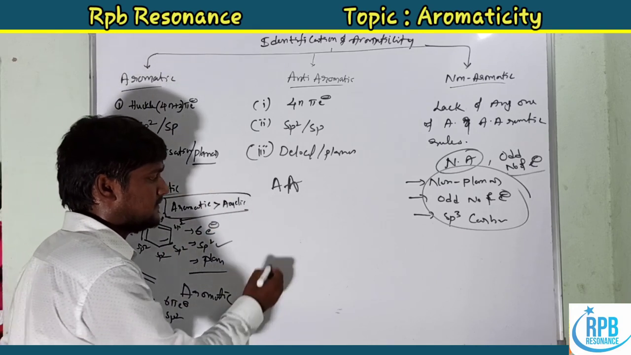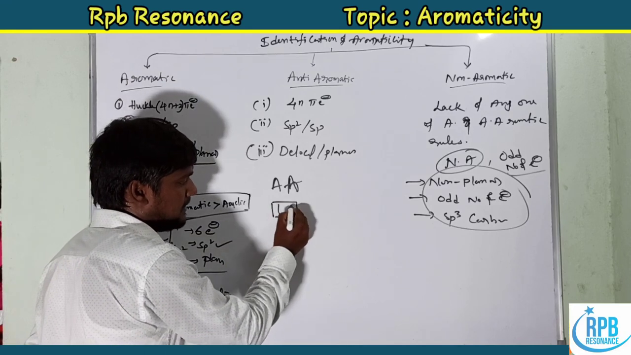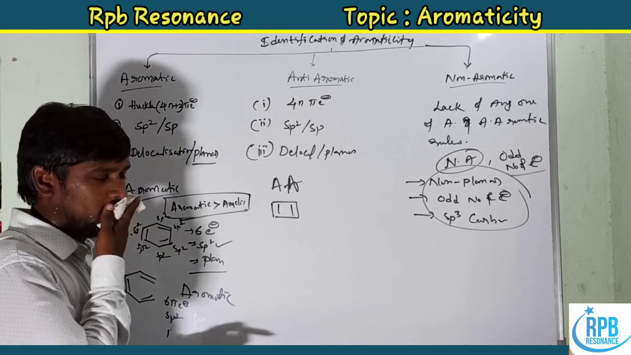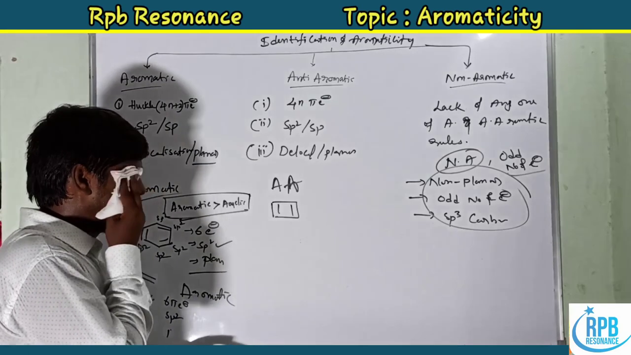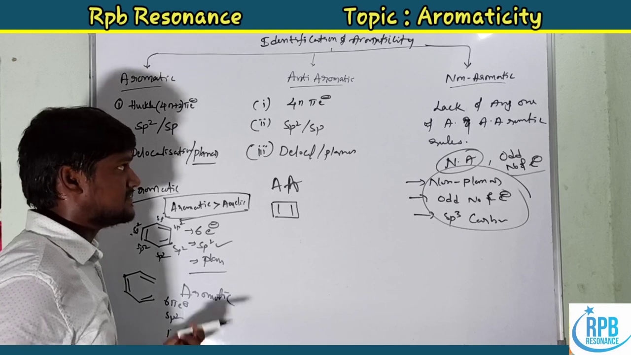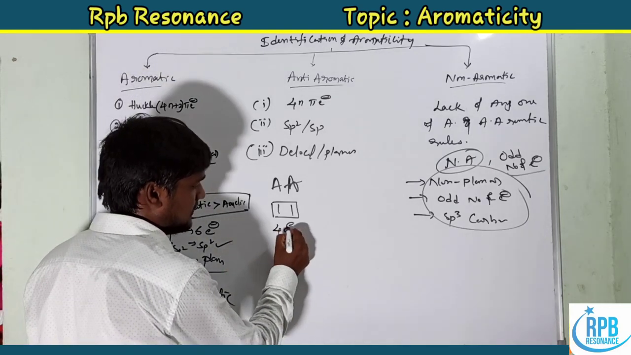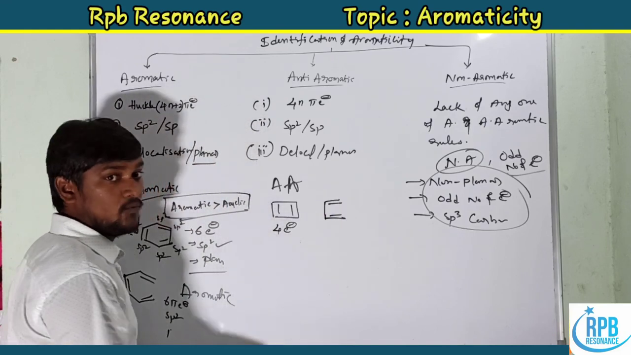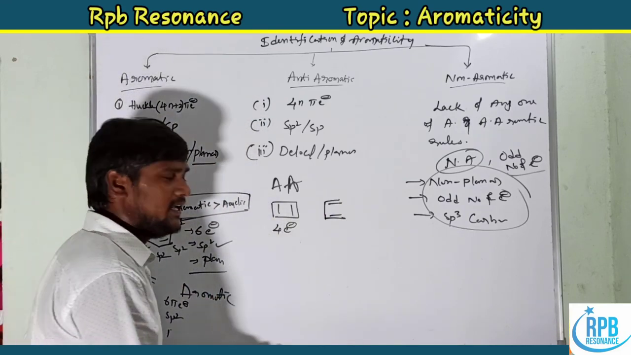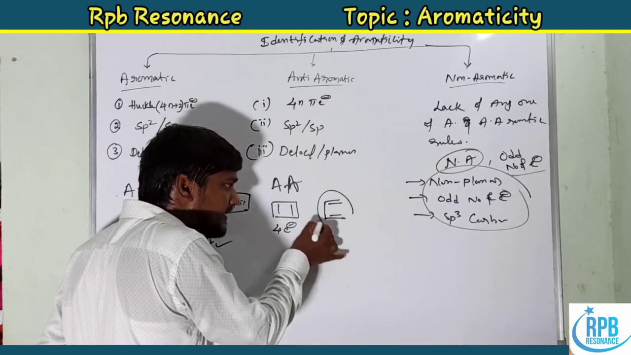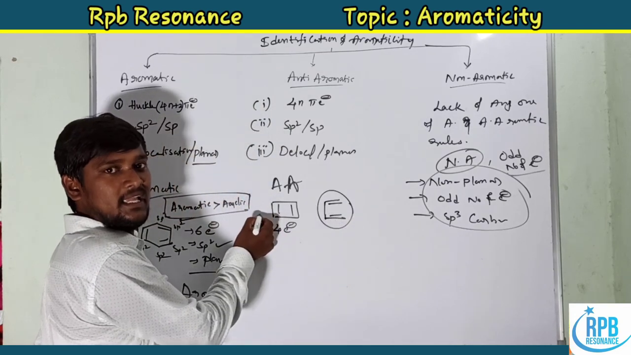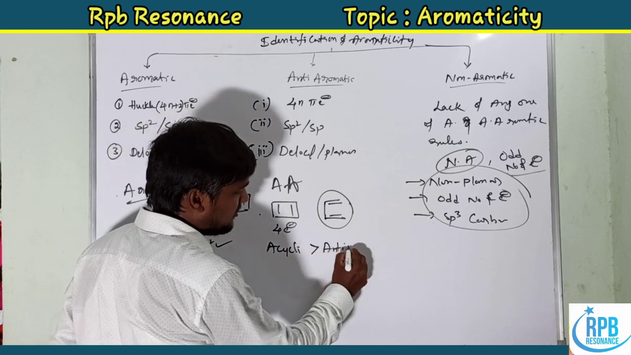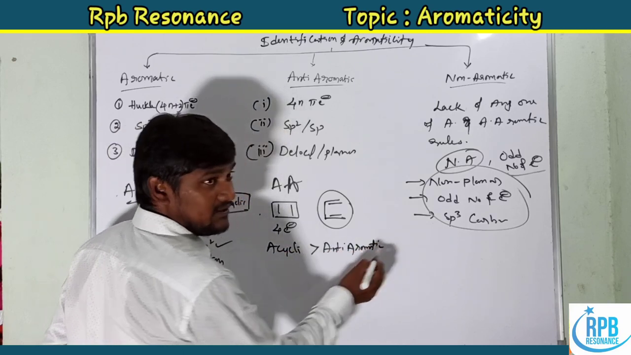Now in the case of anti-aromaticity, the best example is 1, 3-cyclobutadiene. So here it has 4 electrons, which is nothing but a 4n pi system. Now in the case of the acyclic moiety, that is 1, 3-butadiene, the acyclic moiety is more stable than the anti-aromatic. Okay, this is very clear.